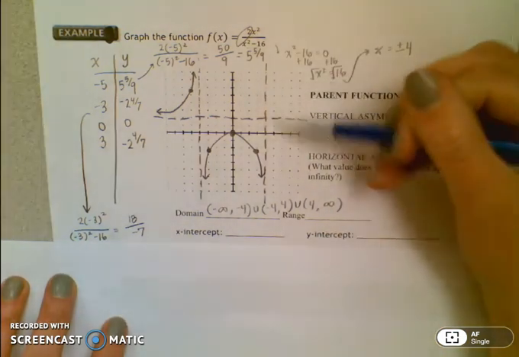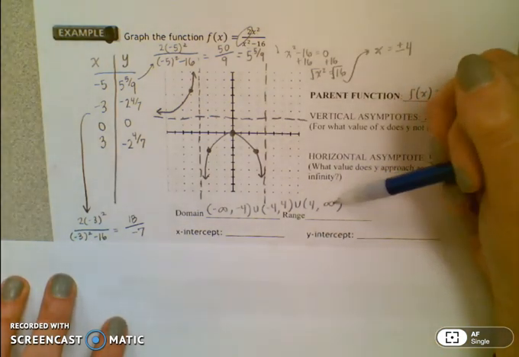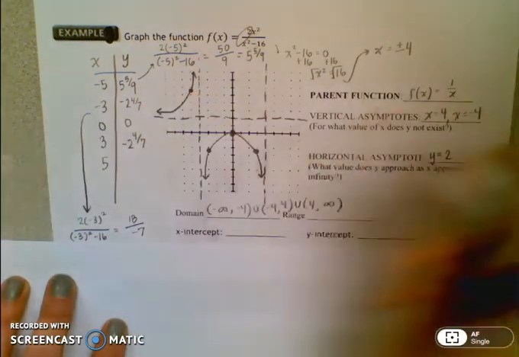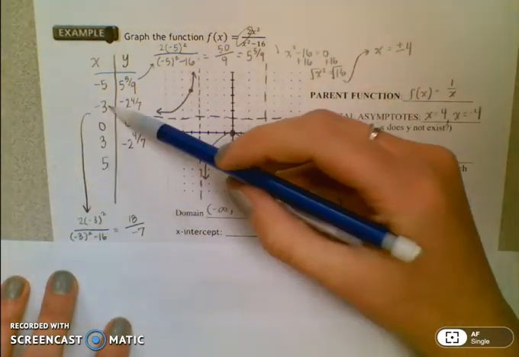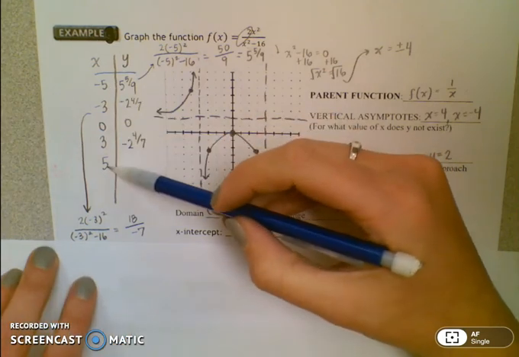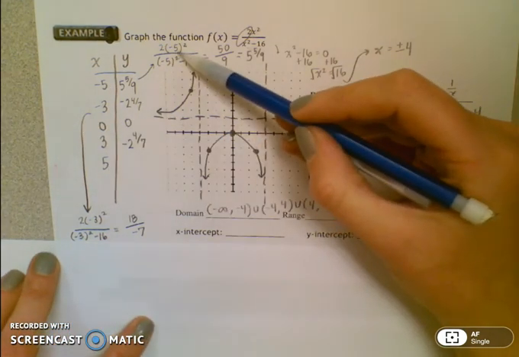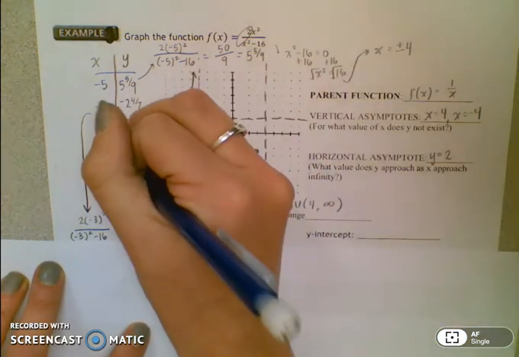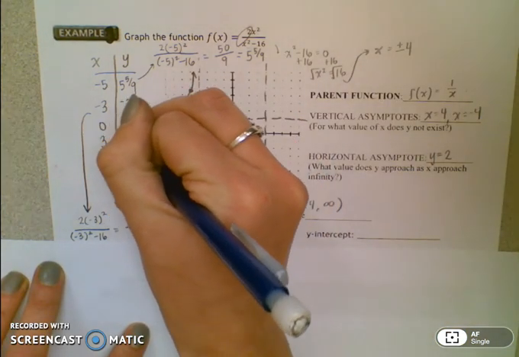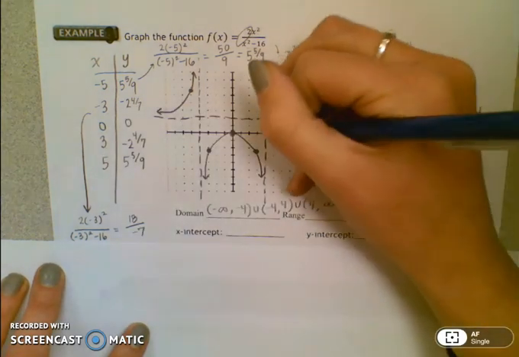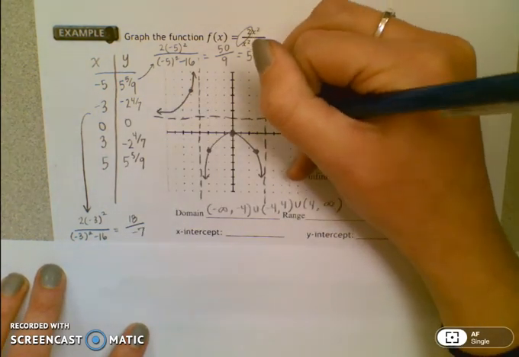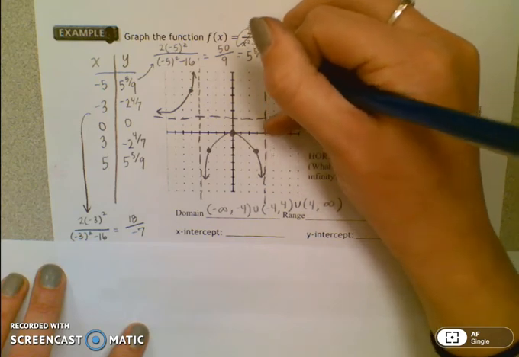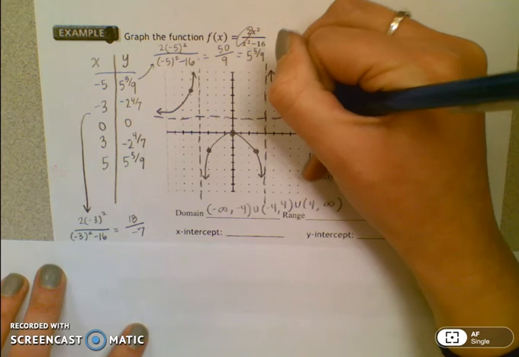Lastly, I have to test an x value in the third interval from 4 to infinity. I'm going to test 5. And just like from the first point, testing negative 5, when I test 5 instead of negative 5, I'll get the same value. Again, you can test if you want, but it's not necessary. So 5 and 5/9. I know my last branch is also in the positives.